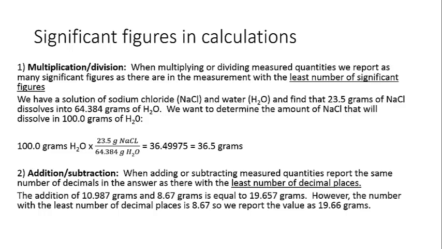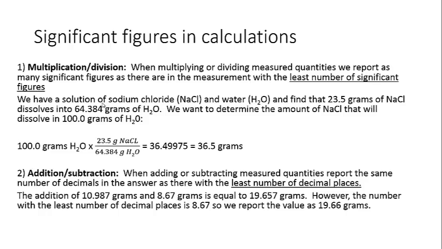One, multiplication and division. When you're multiplying or dividing measured quantities, we report as many significant figures as there are in the measurement with the least number of significant figures. So let's do a quick example.